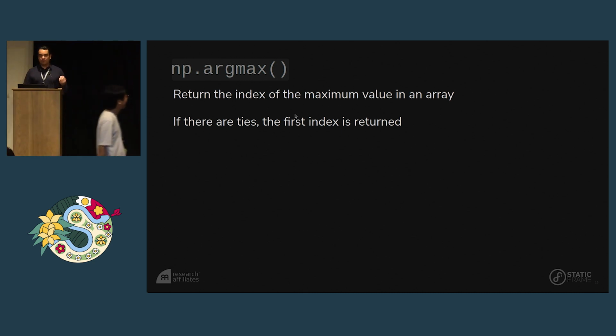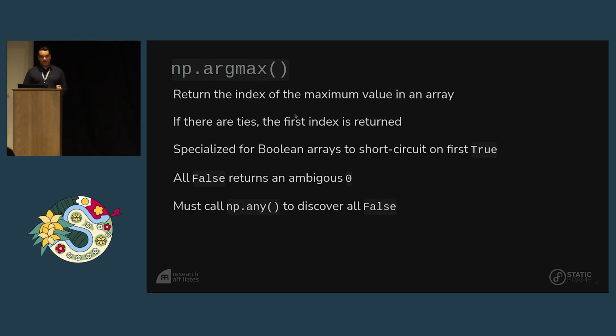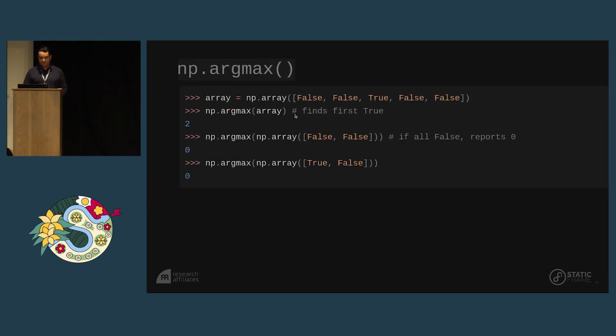Well, that's not really our problem, but it's specialized for Boolean arrays to short circuit on the first true, because a true is the maximum value in a Boolean array. However, all false values return an ambiguous 0, so we have to call np.any to discover all false. So there's a little bit of a problem there.